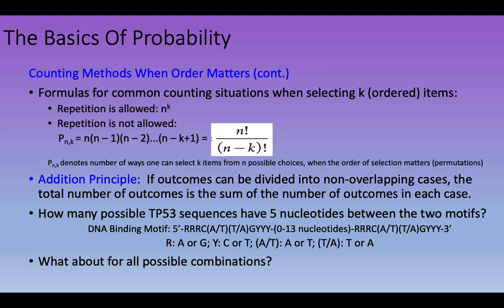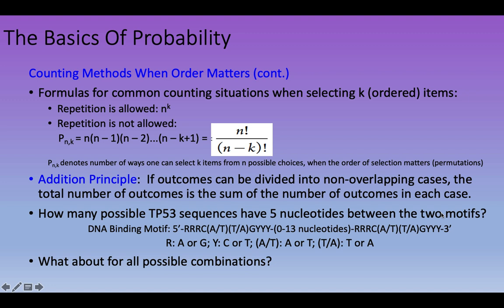So the addition principle is important if outcomes can be divided into non-overlapping cases. If they can be divided into non-overlapping cases, then the total number of outcomes is the sum of the number of outcomes in each case, not the product of them. So there's a good case if we were to look at, say, the types of possible outcomes we could have for TP53 sequences that have 5 nucleotides between 2 motifs.